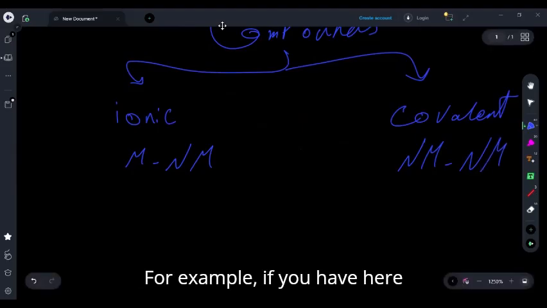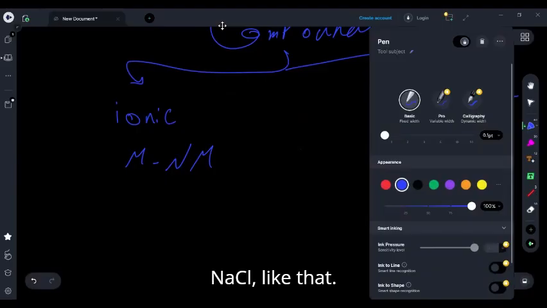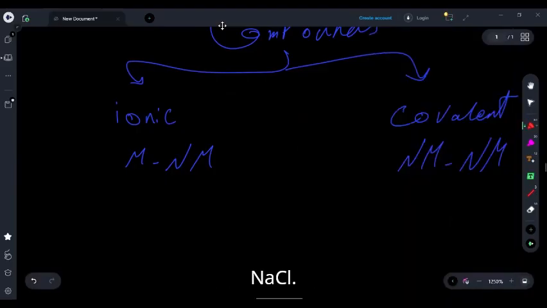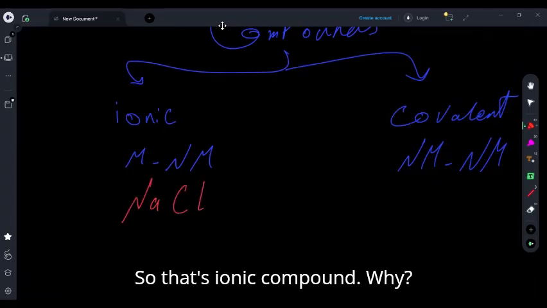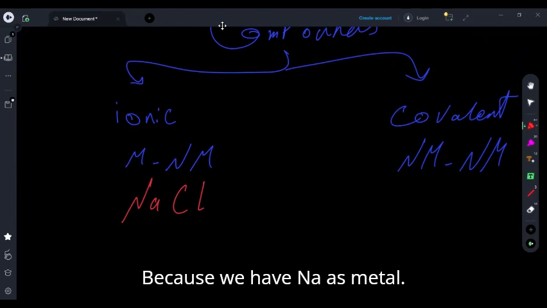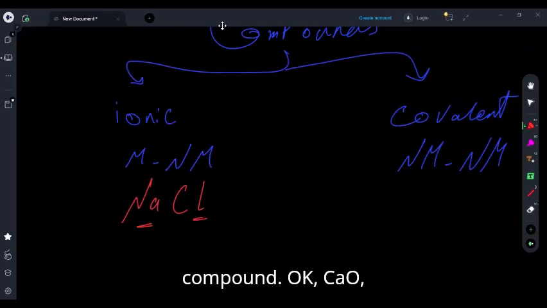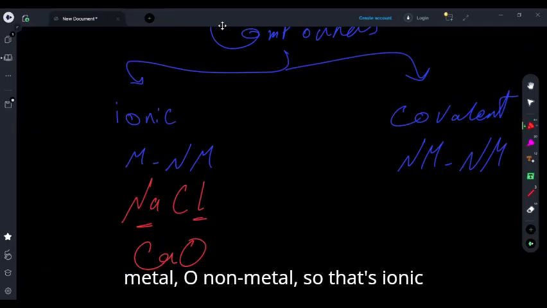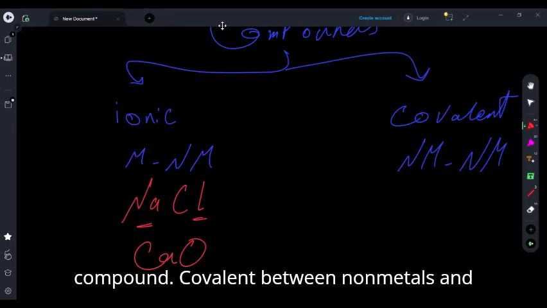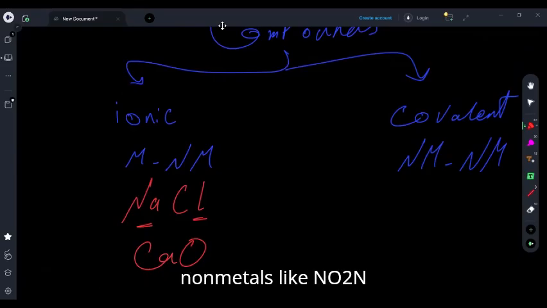What does it mean? For example, if you have here NaCl, like that, NaCl, so that's an ionic compound. Why? Because we have Na as a metal, Cl is a nonmetal. So that's an ionic compound. Okay? CaO, that's an ionic one because we have Ca metal, O nonmetal. So that's an ionic compound. Covalent is between nonmetals and nonmetals, like NO2.